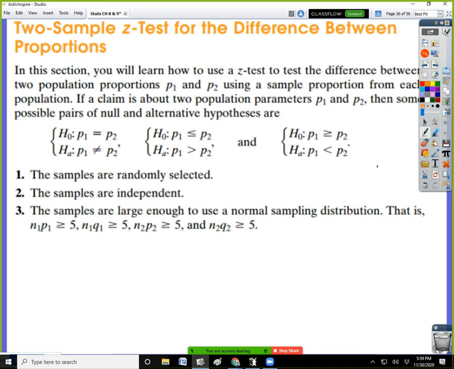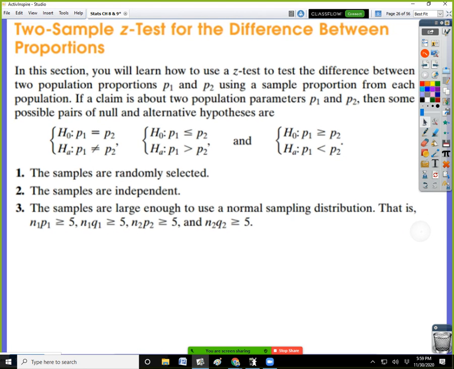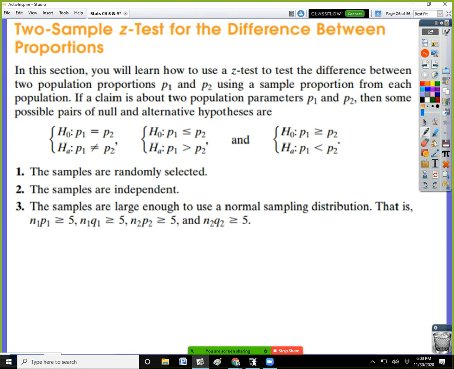Hang on. Let me make this just a little bit smaller so it doesn't run off the page. There we go. Okay, everybody good?